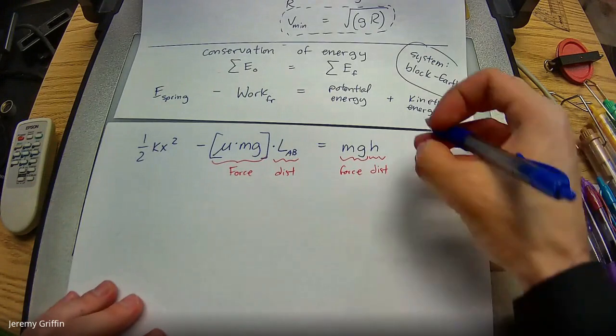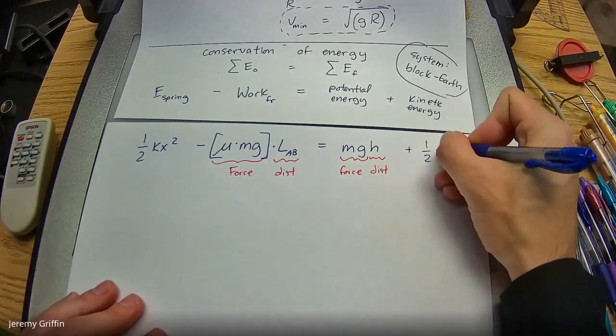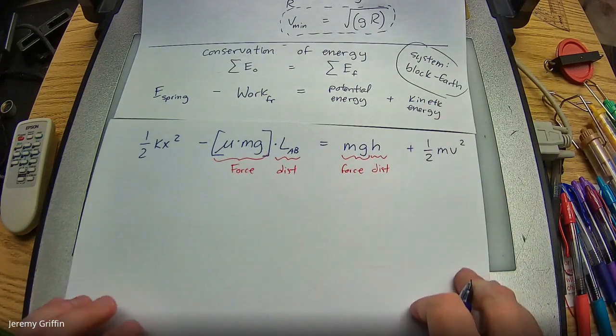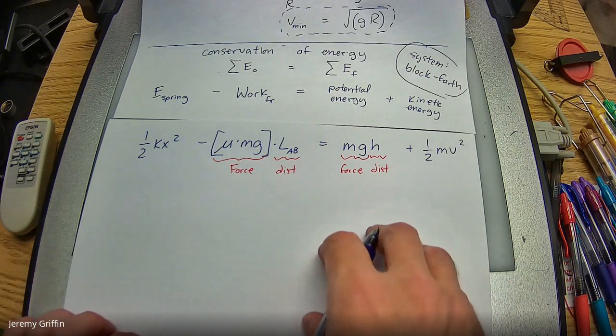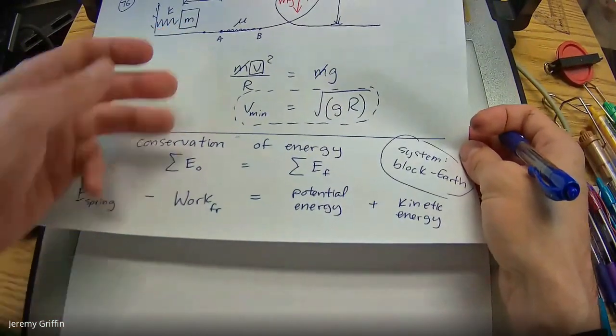And then plus kinetic energy. Here's the formula associated with kinetic energy. It's 1/2 mv squared. Just take my word for it and then run with that. So that is the conservation of energy expression that would solve this question. That does also involve some rotational stuff, but we took care of that part already.